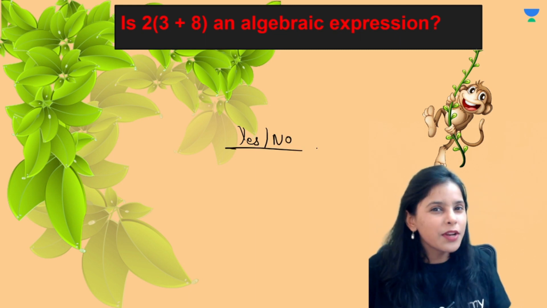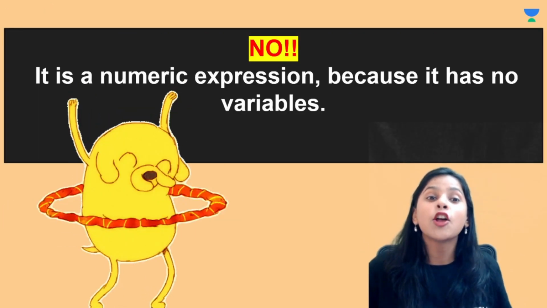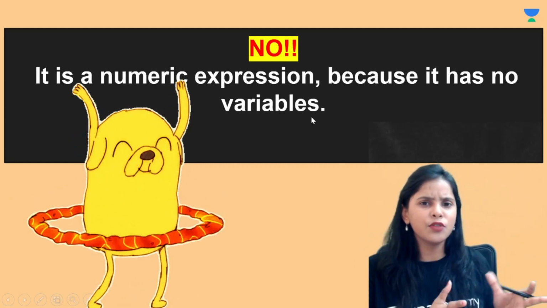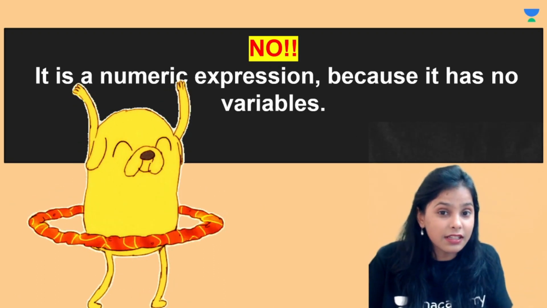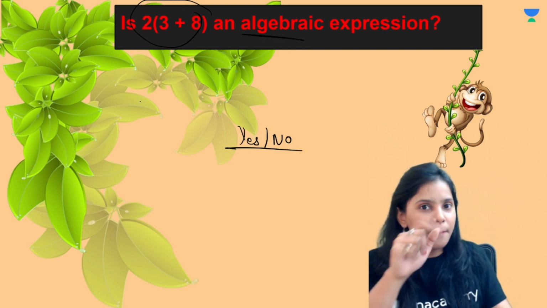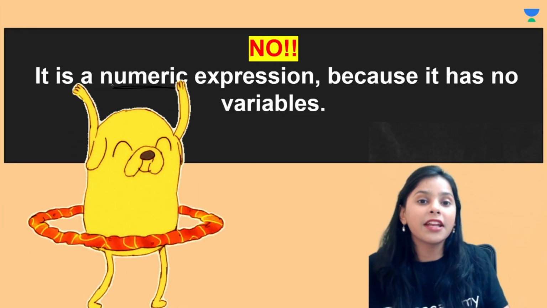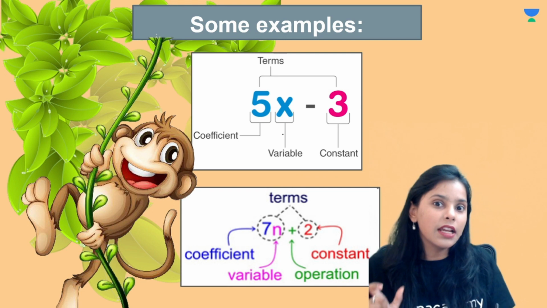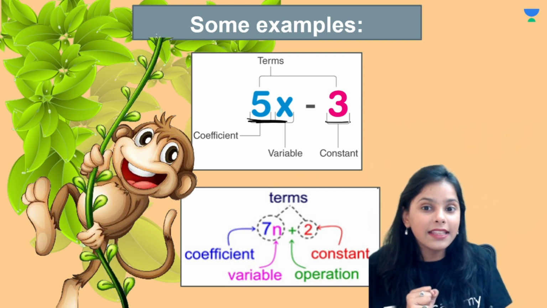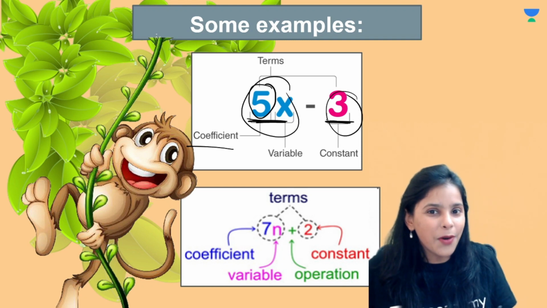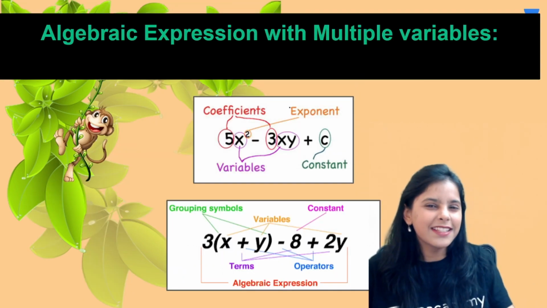Yes. So now are you ready to see the answer? The answer is no, guys, it's not, because it's a numeric expression. Numeric expressions means in which you have only numbers which are constants. There is no variable, so you cannot say it is an algebraic expression, but it is obviously a numeric expression where you have numbers. Some examples on your screen: 5x minus 3. Here this 5x is a variable term and this 3 is a constant. This 5 is the coefficient and this 5x is one term and this 3 is another term, and the operator is minus. I hope it is clear to you all.